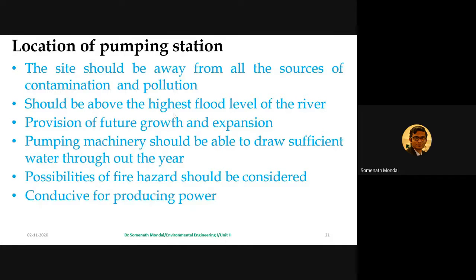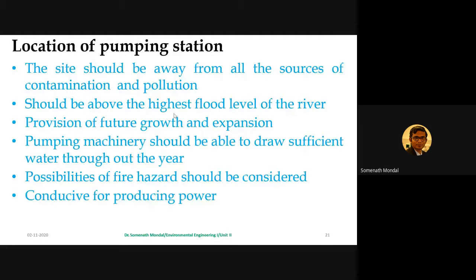In case of rivers, the site for the pumping station should be such that the pumping machinery is able to draw sufficient water so as to meet the peak demand during the busiest hour of the day. It's very important. In order to achieve this, the dry weather flow in the river and the likely changes in the river course must be properly studied and considered. So the main idea is you need to get uninterrupted water during the dry season and during the busiest hour.